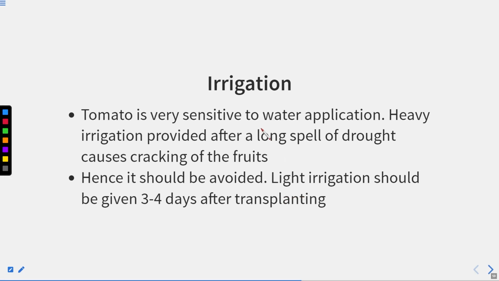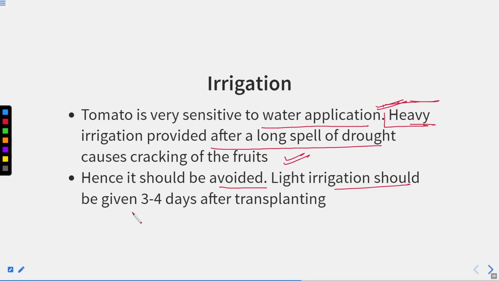Irrigation. Tomato is very sensitive to water applications. Heavy irrigation provided after a long spell of drought causes cracking of the fruit, so heavy watering should be avoided. This is very, very crucial. Irrigation is very crucial for this particular crop.